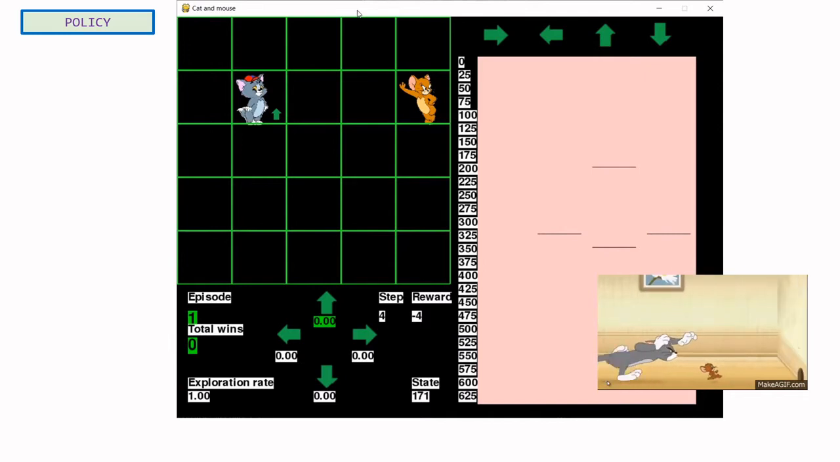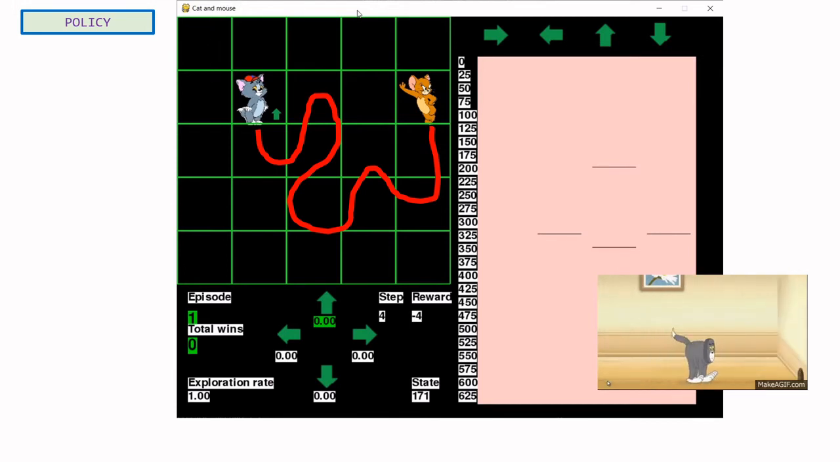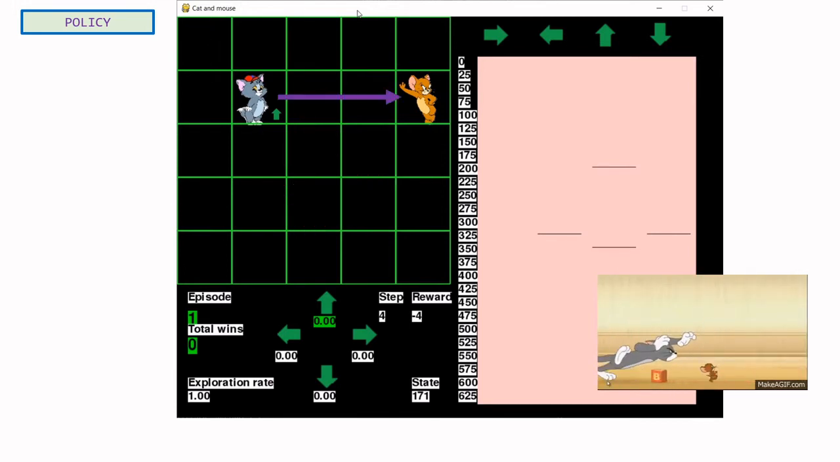Let's define policy. Policy, in simple words, is an agent's strategy. Imagine Tom taking random actions to find the position of Jerry. Now that would be a random policy. Similarly, you can have a greedy policy where Tom will always take the best possible action at the current instance. That would be a greedy policy.